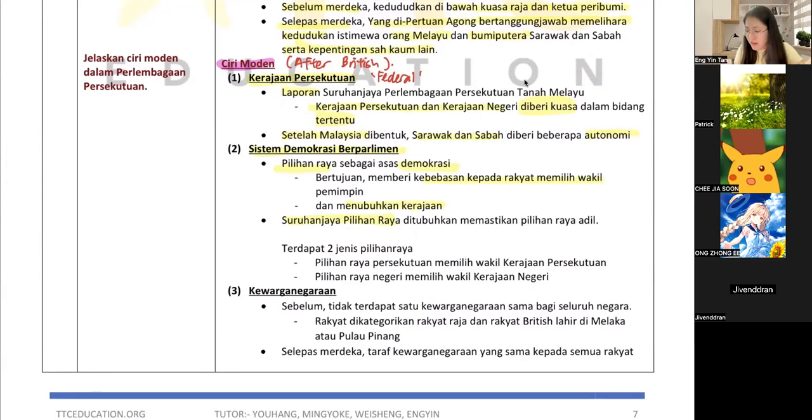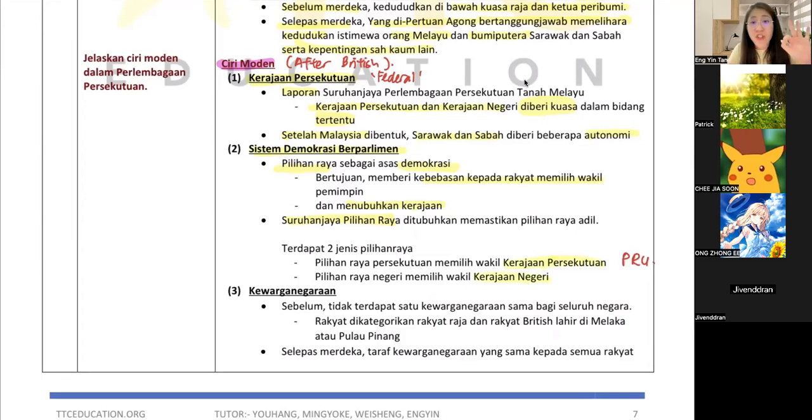The most important one is the federation government, federal government law. This one is for the whole country. This one is Pilihan Raya Umum, PRU. Yeah, your Pilihan Raya Umum. This one is the state government one. Okay? So that's the important point.